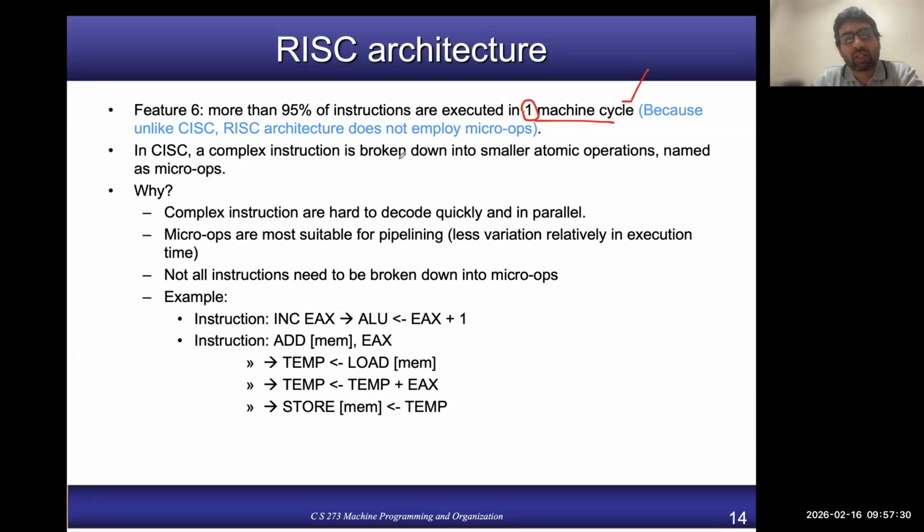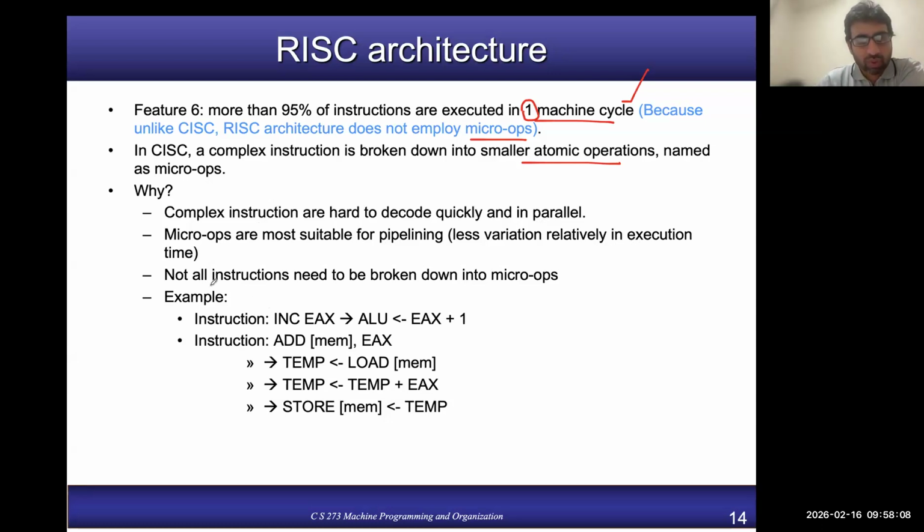So in CISC, a complex instruction is broken down into smaller atomic instructions named micro-ops. So what is a micro-op? A micro-op is a smaller atomic instruction, an operation which cannot be divided further. And why do we do so? Why do we divide a complex instruction into smaller atomic operations? Because complex instructions are hard to decode quickly and in parallel. As I said earlier, anything which is complex takes more time to execute. And micro-ops are more suitable for pipelining, with relatively less variation in execution time.